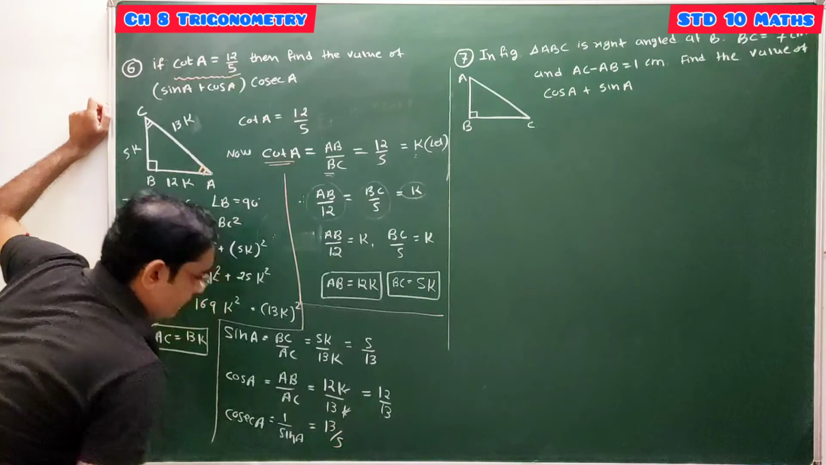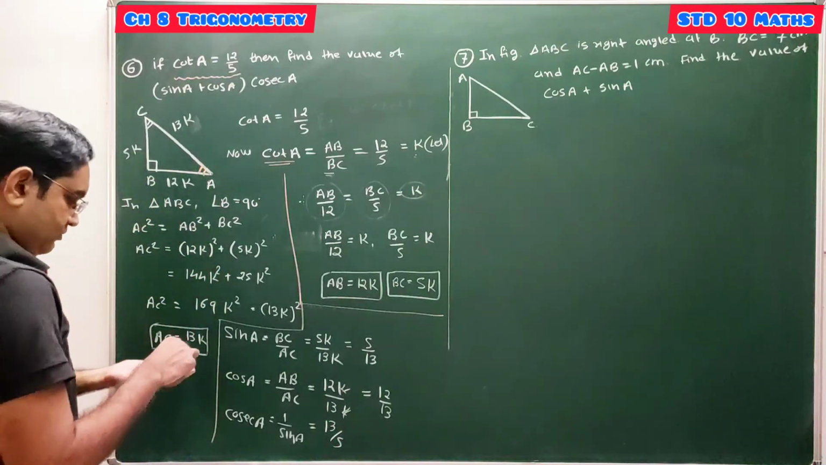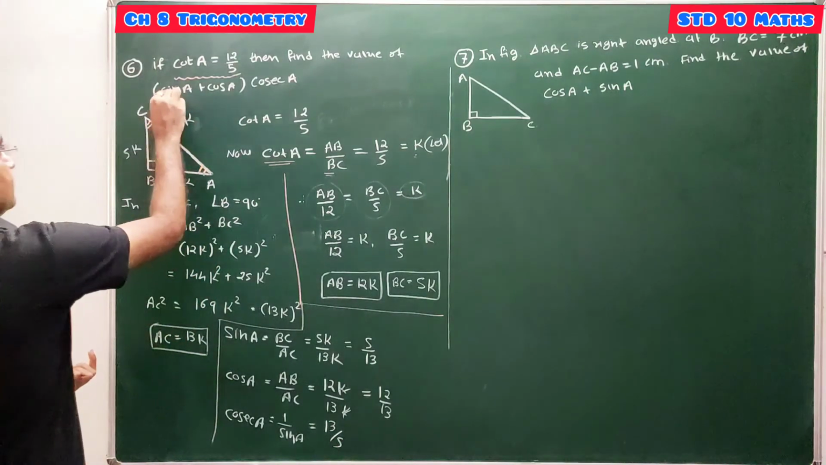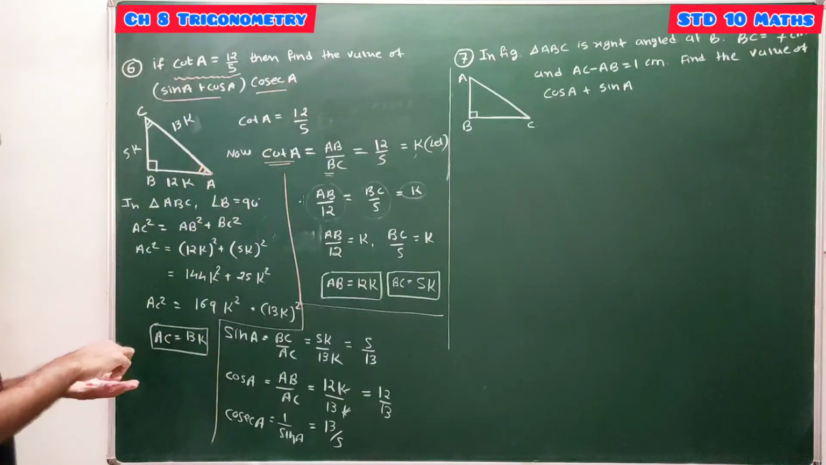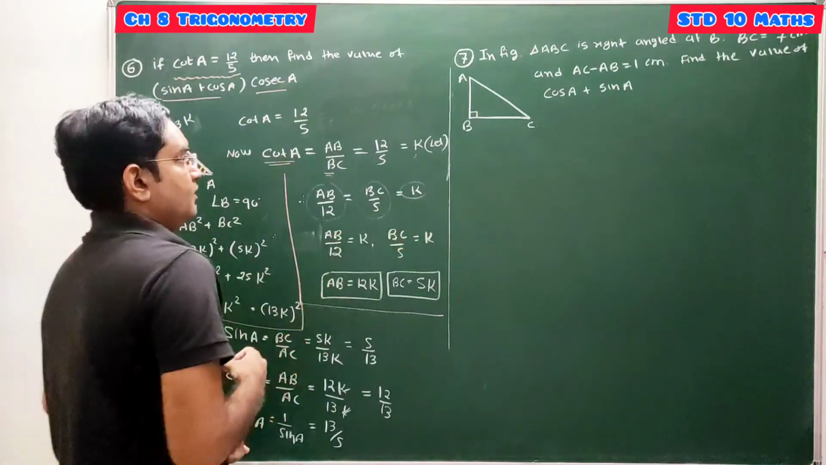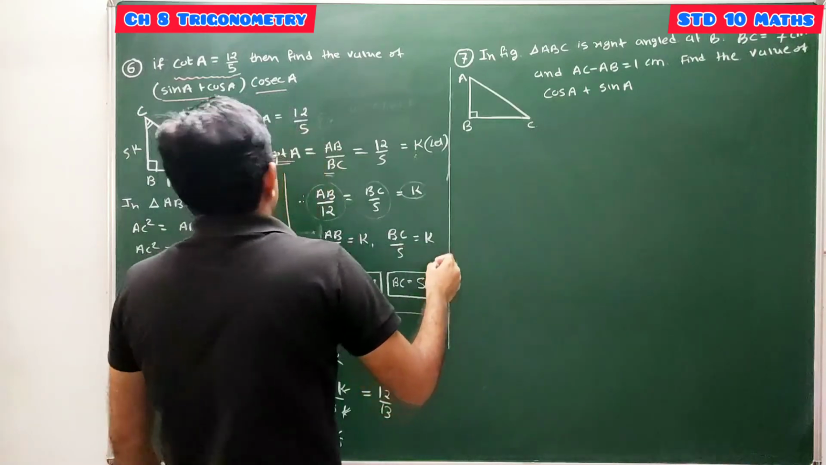So these are the values of the remaining required trigonometric ratios. But the question is to find the value of this expression. So we will write the expression and find the value.